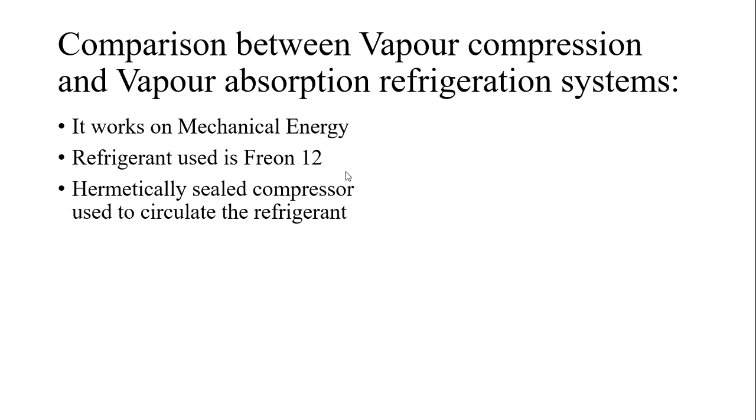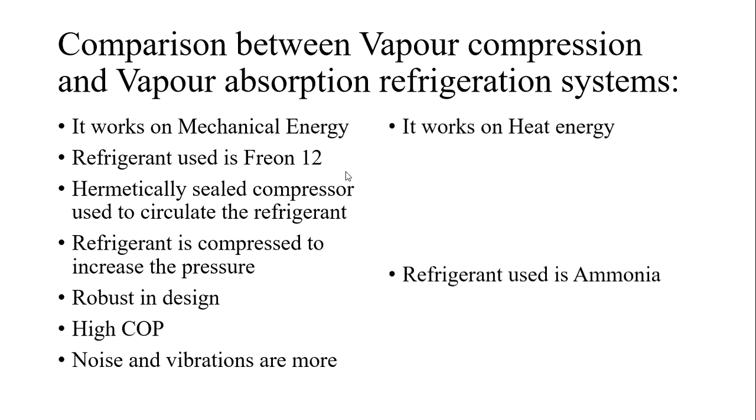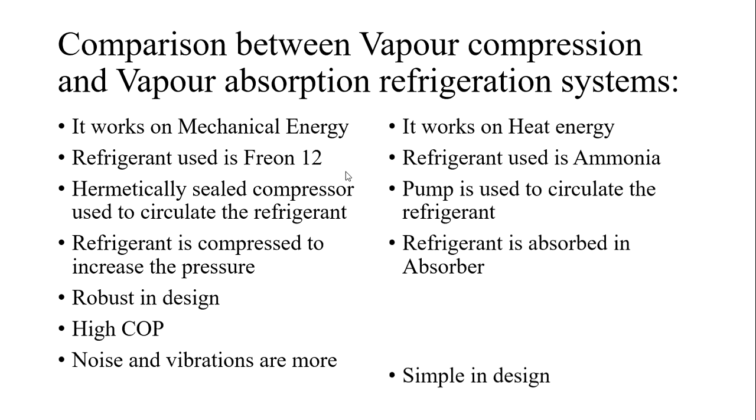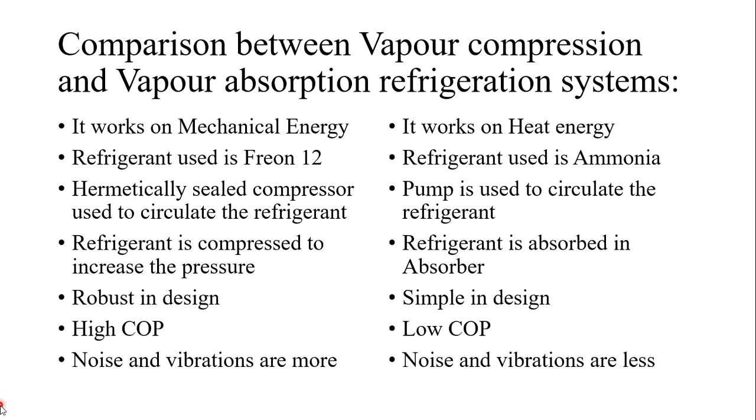Refrigerant used in vapor compression type is Freon 12, whereas in vapor absorption type, ammonia is used as the refrigerant. A hermetically sealed compressor is used to circulate the refrigerant, whereas here a pump is used to circulate the refrigerant. Refrigerant is compressed to increase the pressure in case of compression type. Here an absorber is used to absorb the refrigerant fluid.